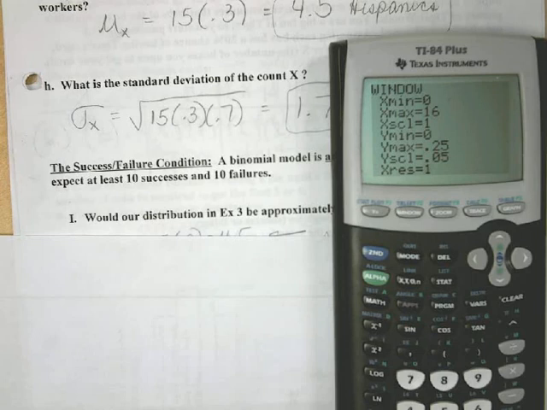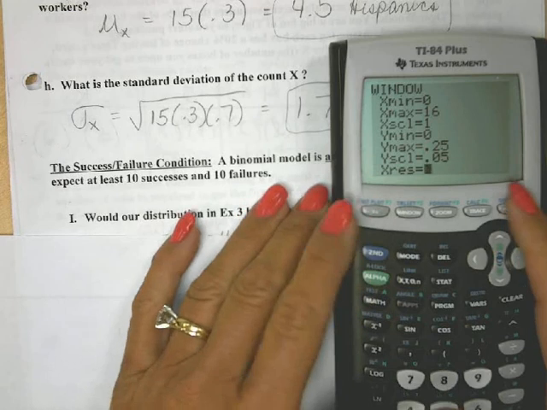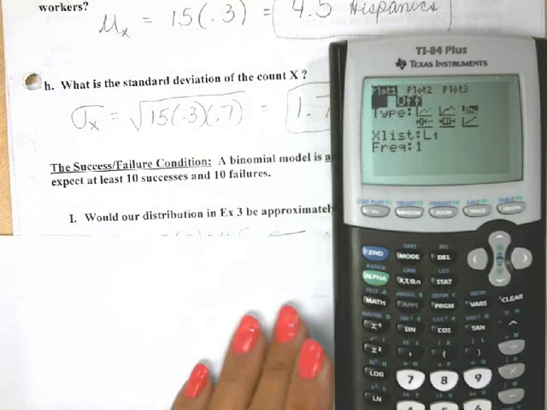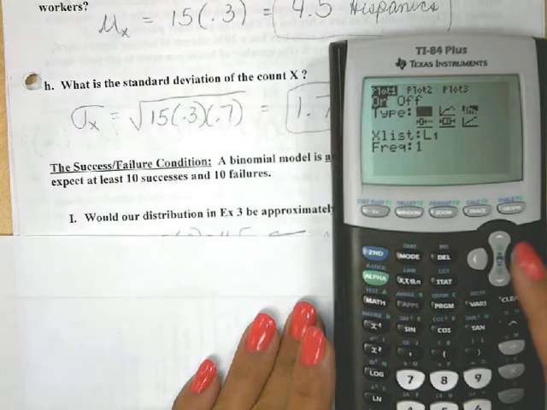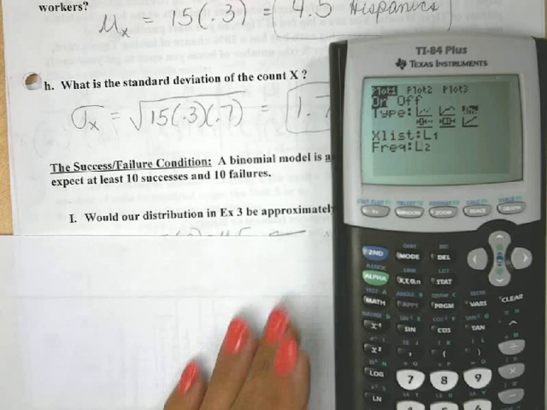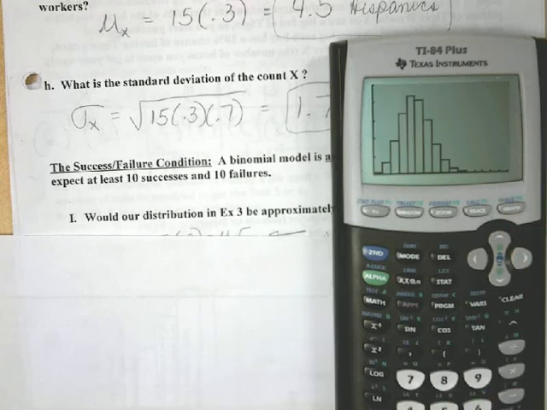Let's see a graph. I'm going to check my Y equals. All right, let's turn a stat plot on. We have a little histogram here with the frequency of list 2. And that graph looks quite bell-shaped.